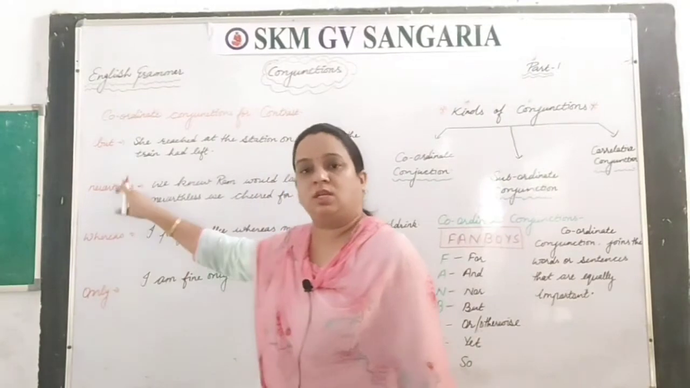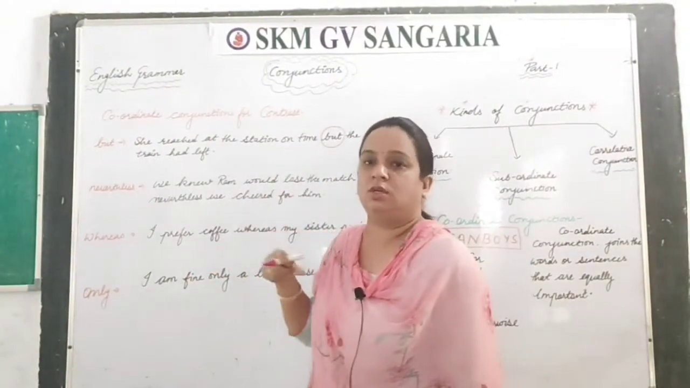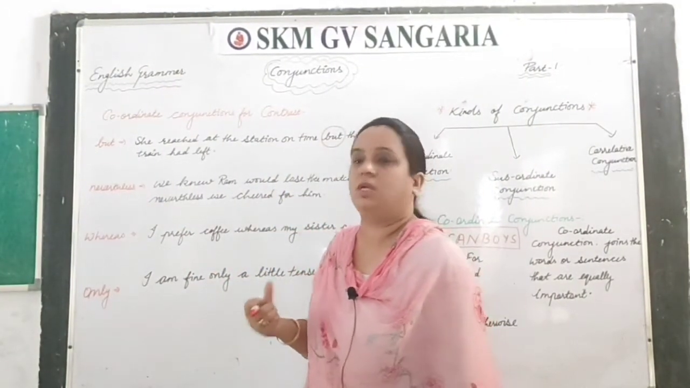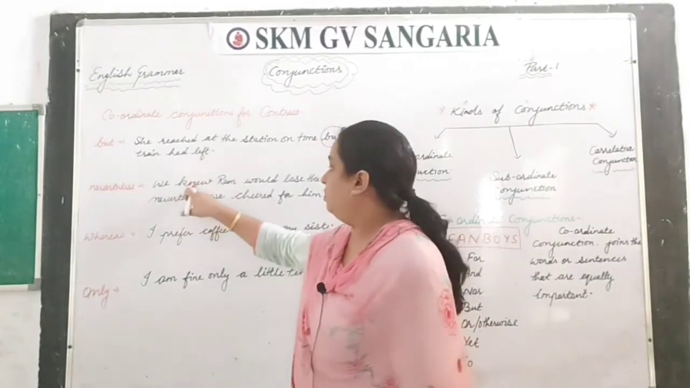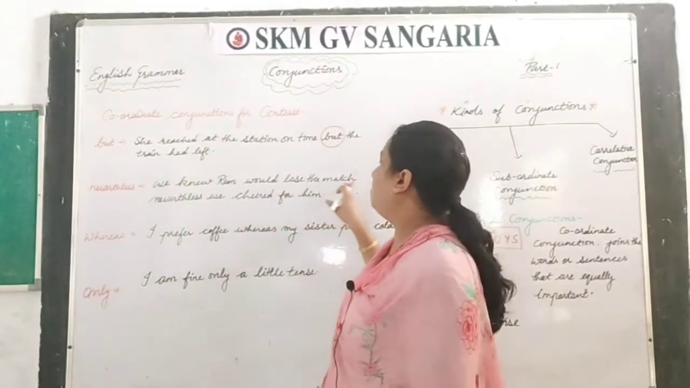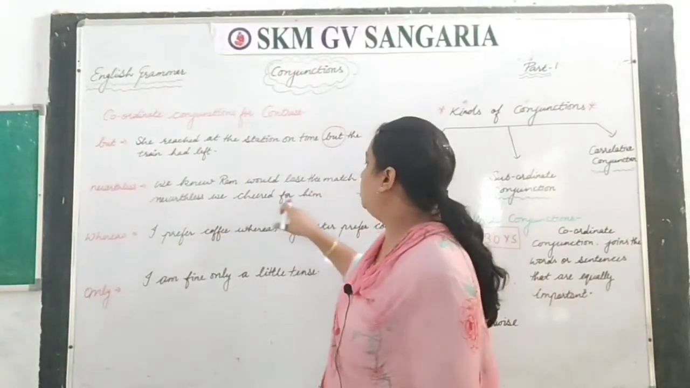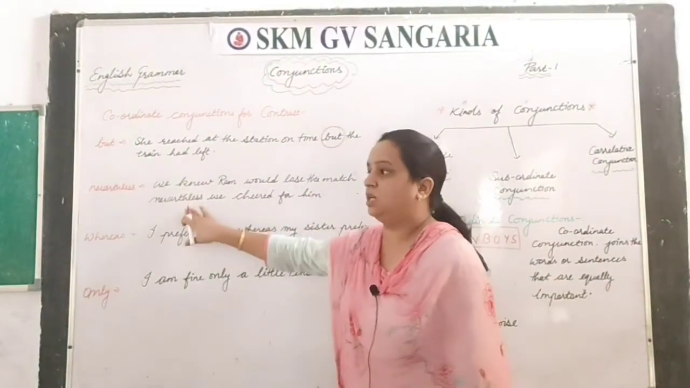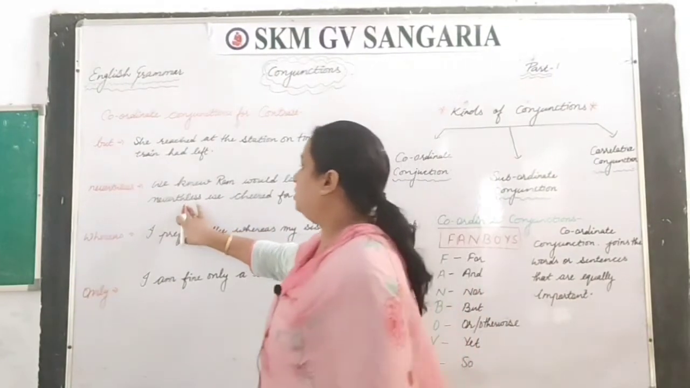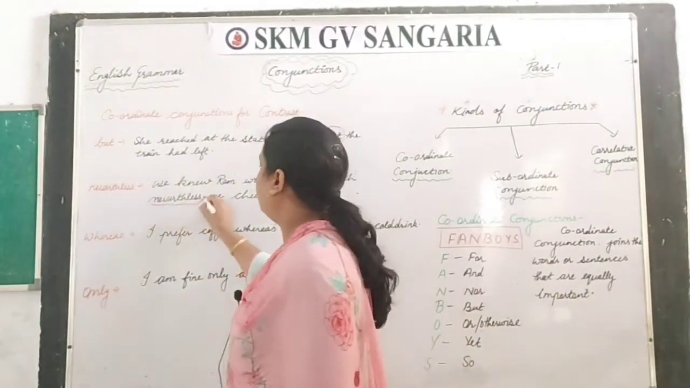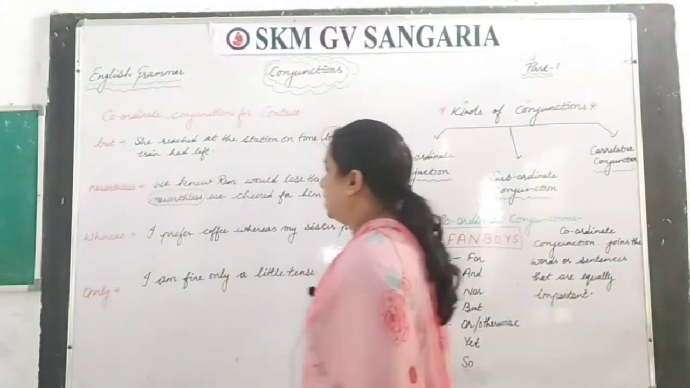So nevertheless is also a word which shows the contrast here. For example, we knew Ram would lose the match, right? Nevertheless, we cheered for him. This is also giving the sense of but here. So nevertheless, we are using here for creating the contrast.